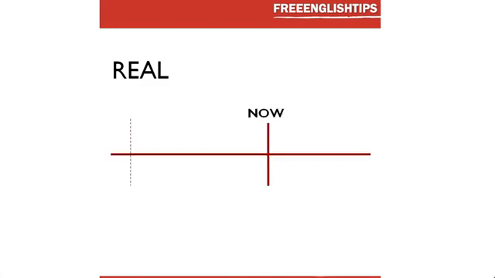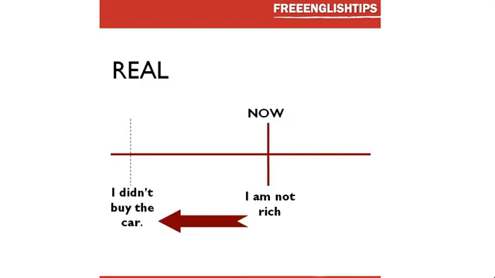Now, here is an example. I want you to think about a real situation. Let's look at this real situation. We have now and we have the past. Now, I am not rich. Okay? I am not rich now. So, I didn't buy the car yesterday. Can you see how one part of the sentence is now? It's I am not rich, so I didn't buy the car yesterday. Something in the present affects something in the past.